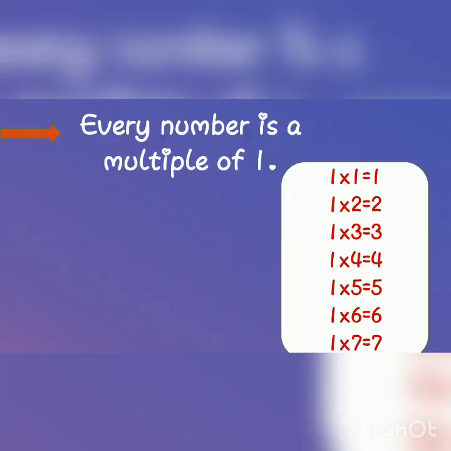Another property is every number is a multiple of 1. Consider the multiples of 1. We find that the multiples are the same as the multiplier. For example, 1 two is 2, 1 three is 3, 1 four is 4, 1 five is 5, and so on. So, every number is a multiple of 1.